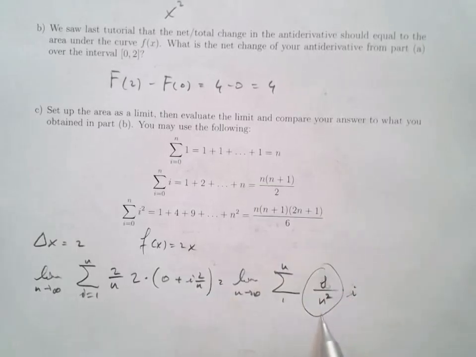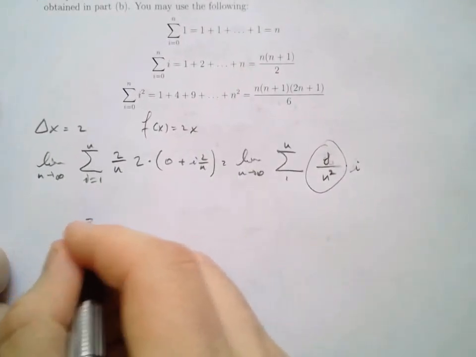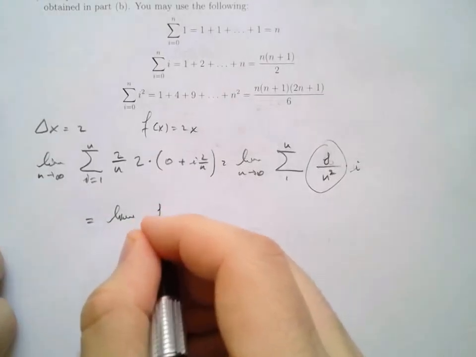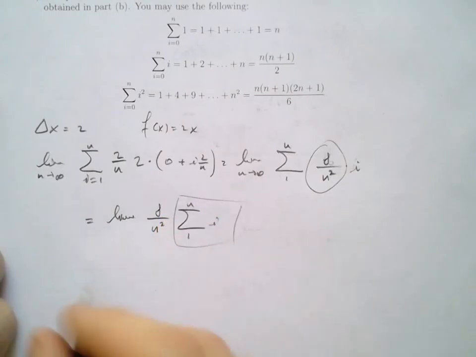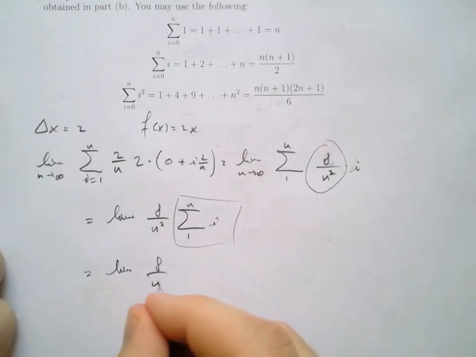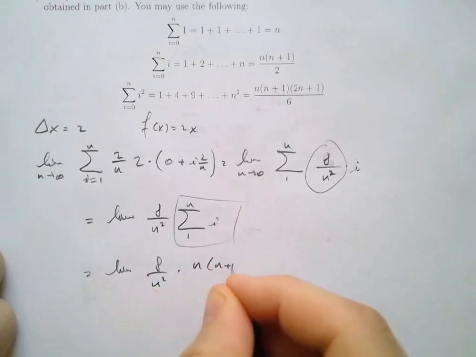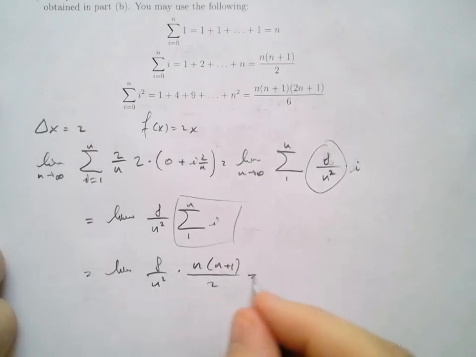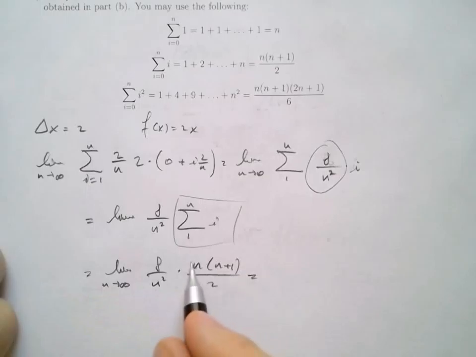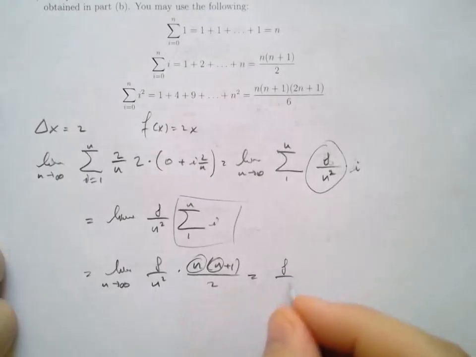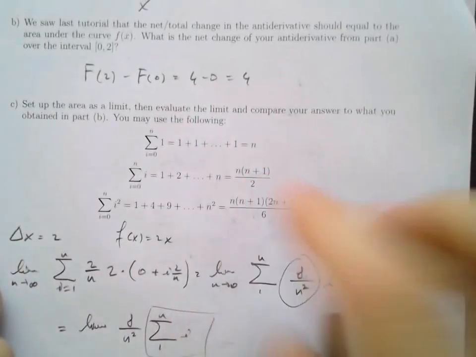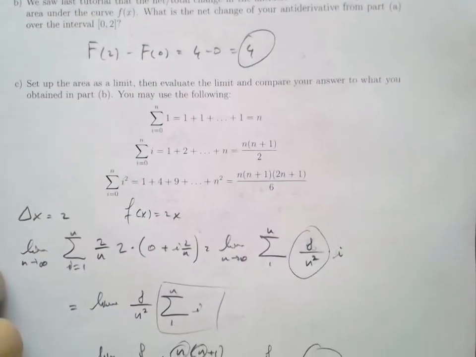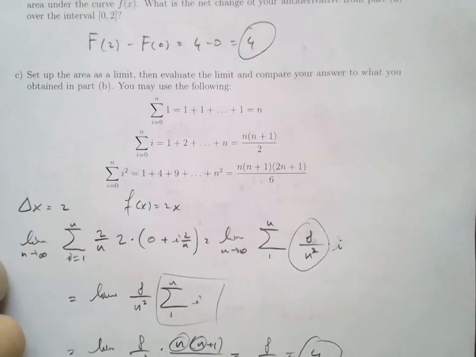Now this part right here is a constant, so I can bring it in front of my sum. So this is now the limit of 8 over n squared times the sum of i as i goes from 1 to n, and I know what this equals. This is the limit of 8 over n squared times n times (n plus 1) over 2. When I take the limit as n goes to infinity, I look at the lead term, so I have 8n squared divided by 2n squared, which is just 8 over 2, which is 4. Notice that it matches the result we got for the net change in the antiderivative, and we'll see soon exactly why that is the case. So that's the worksheet.